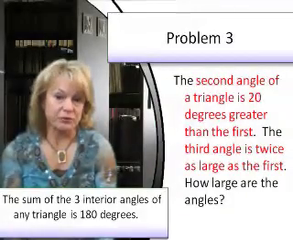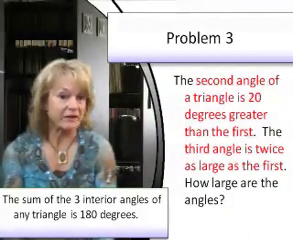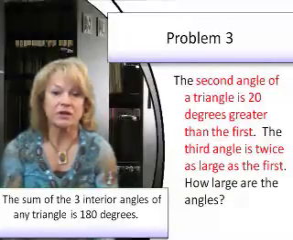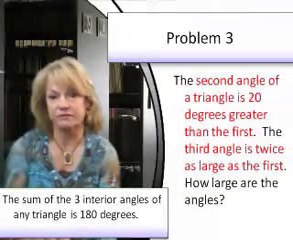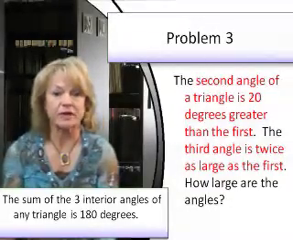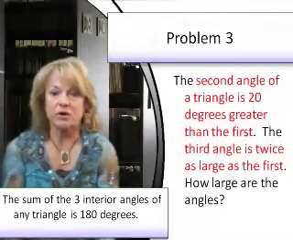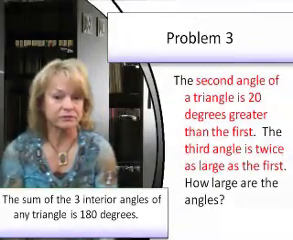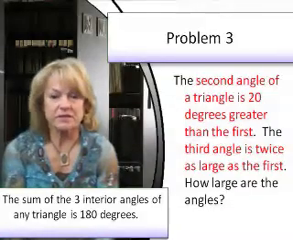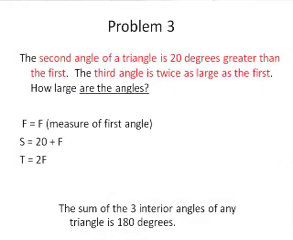Since triangles have 3 interior angles, we have 3 unknowns. Notice how we talk about the second in terms of the first, and when we talk about the third, it is also in terms of the first. With that being the case, what should we set x equal to? Instead of x, I will use f for the first angle.